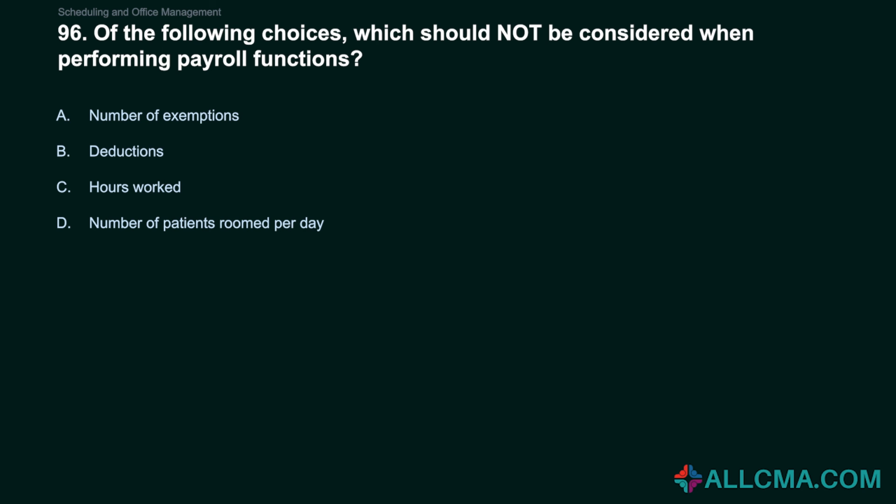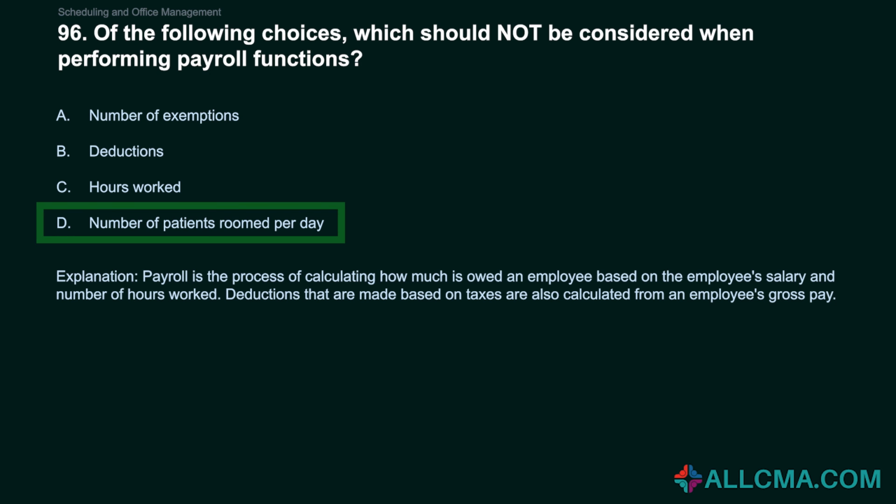96. Of the following choices, which should not be considered when performing payroll functions? A. Number of exemptions. B. Deductions. C. Hours worked. D. Number of patients roomed per day. Correct answer: D. Number of patients roomed per day. Payroll is the process of calculating how much is owed an employee based on the employee's salary and number of hours worked. Deductions that are made based on taxes are also calculated from an employee's gross pay.